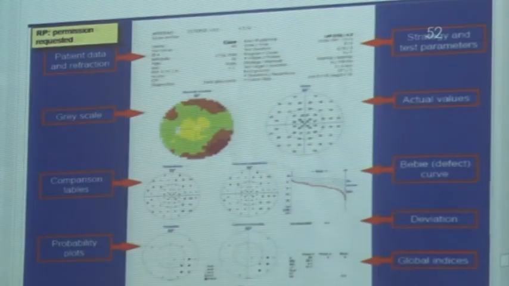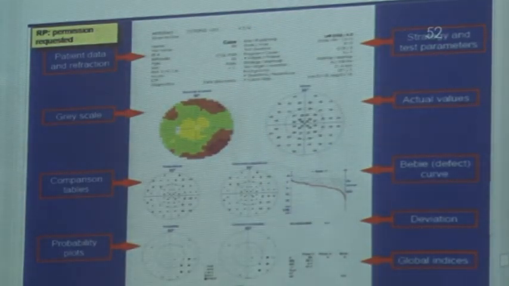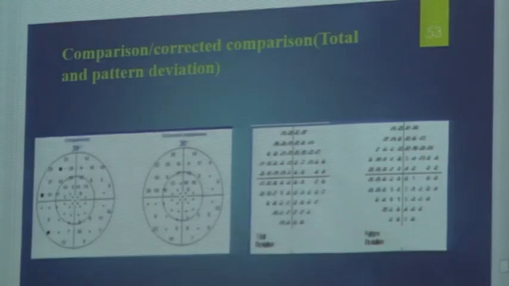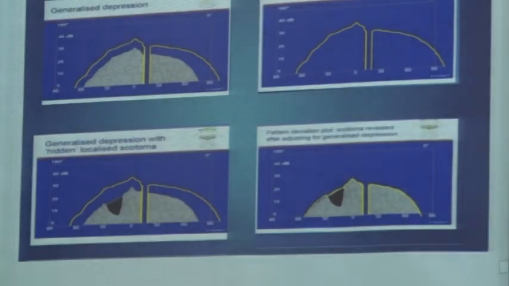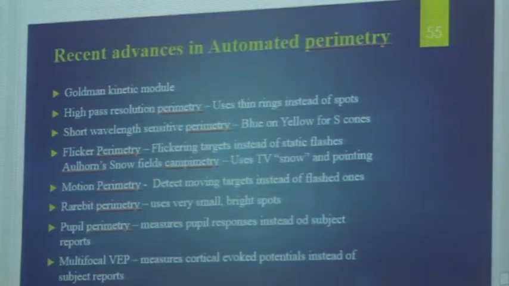This is the report where the first part is the patient data and refraction, then grayscale, comparison tables, probability plots, actual values, defect curves, and comparison, showing normal hill of vision, generalized depression and scotoma.